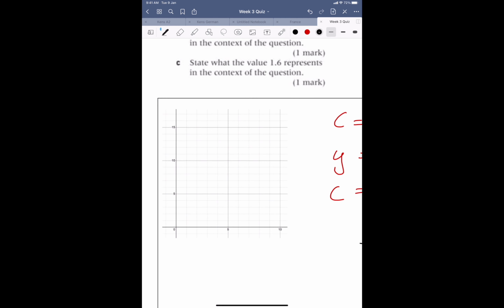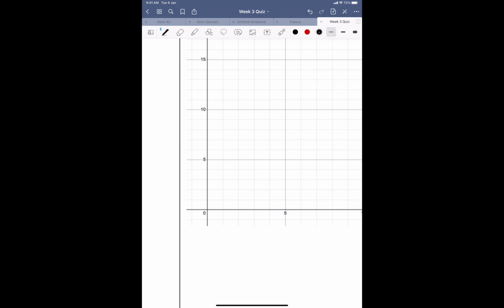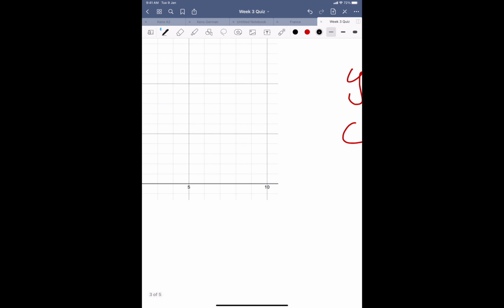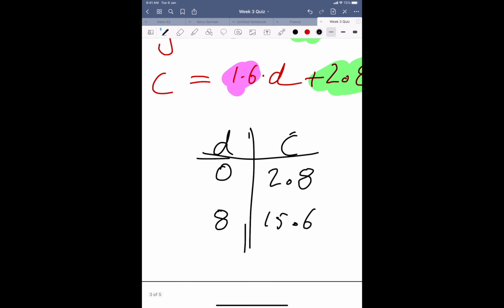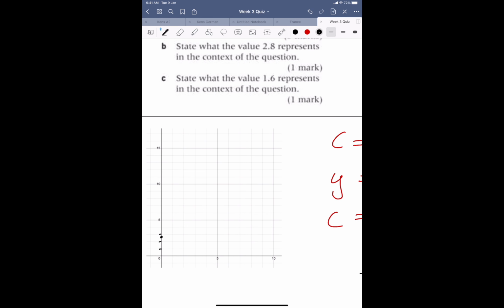So with those 2 points, that's all we need, right? We need 0 with 2.8. This is 1, 2, 3, so 2.8. Again, it's just maybe a best guess. And then here is 8 with 15.6. So again, we go 5, 6, 7, here's 8, and 15, 16, there's 15.6. And then we connect with a straight line. So we just try and join it. And that's your graph, okay?